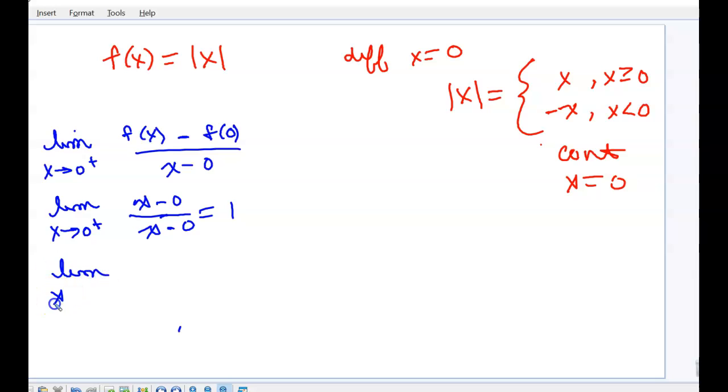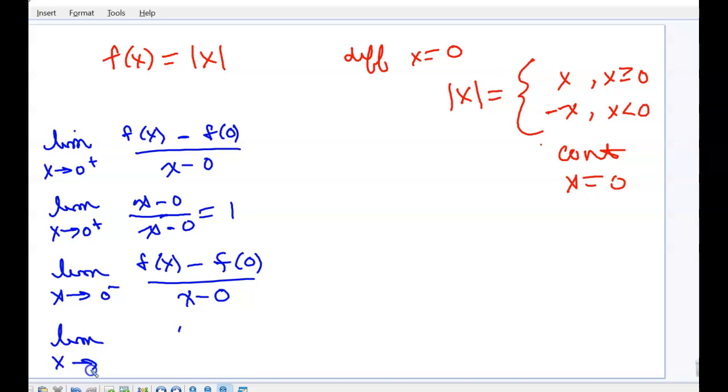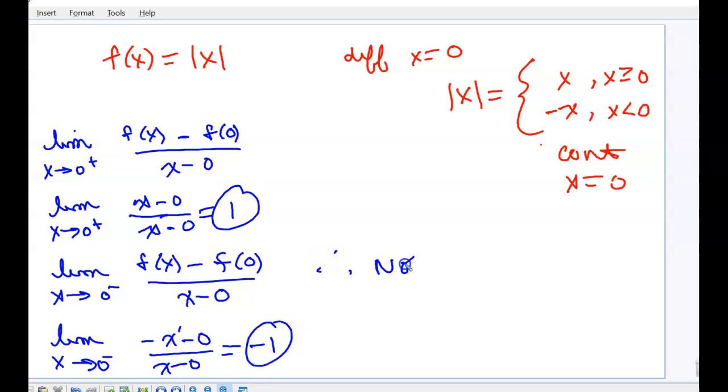Now I'll do the limit as x approaches 0 from the left of f of x minus f of 0 over x minus 0. In place of f of x coming from the left, I'm going to put negative x. So it's the limit as x approaches 0 from the left of negative x minus 0 over x minus 0. And this is going to end up being negative 1. You can see the derivatives are different on either side. So therefore, this is not differentiable at x equals 0.